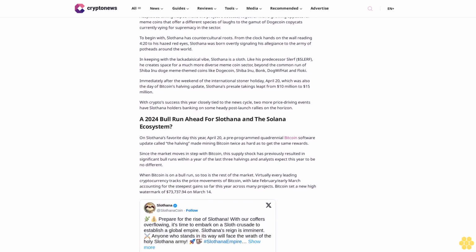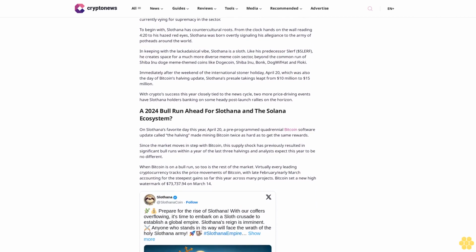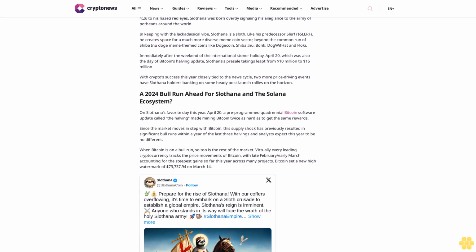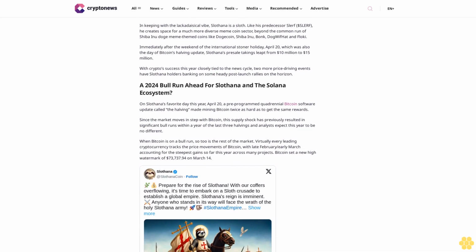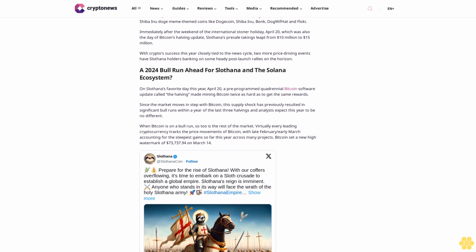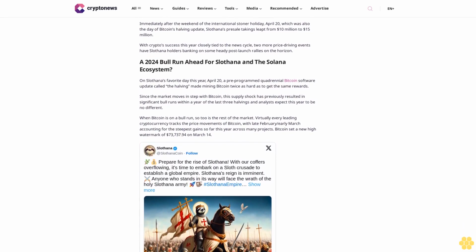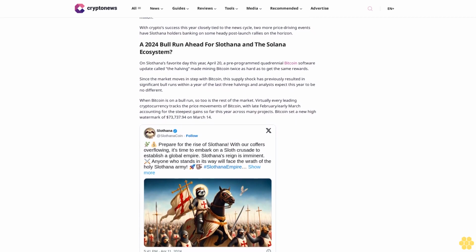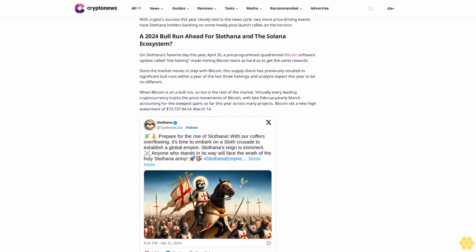Immediately after the weekend of the International Stoner Holiday, April 20, which was also the day of Bitcoin's halving update, Slothana's presale takings leapt from $10 million to $15 million. With crypto success this year closely tied to the news cycle, two more price-driving events have Slothana holders banking on some heady post-launch rallies on the horizon. A 2024 bull run ahead for Slothana and the Solana ecosystem.